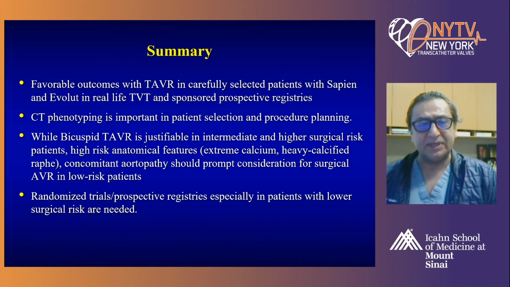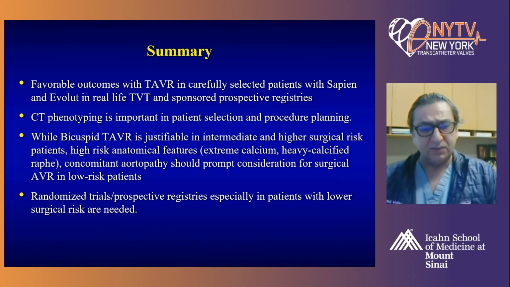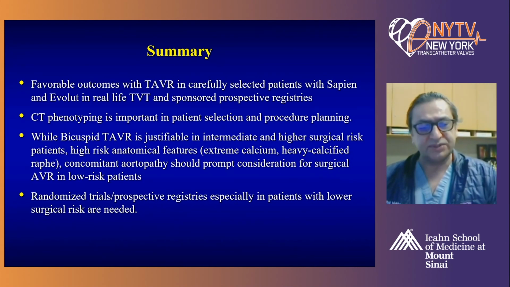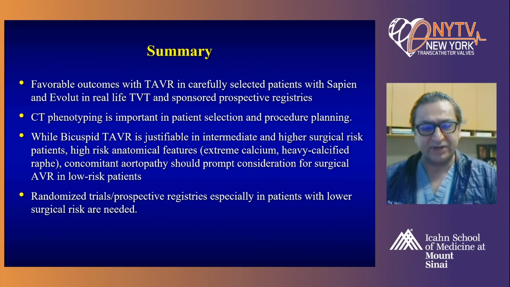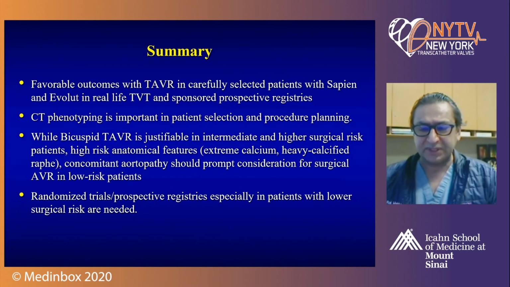So in summary, there are favorable outcomes with TAVR in carefully selected patients with the SAPIEN and Evolut in real-life TBT and sponsored prospective registries. CT phenotyping is important in patient selection and procedure planning, while bicuspid TAVR is justifiable in intermediate and higher surgical risk patients. Higher risk anatomical features such as extreme calcium, heavily calcified raphe, concomitant aortopathy should prompt consideration for surgical AVR in low risk patients. Randomized trials and prospective registries, especially in patients with lower surgical risk, are needed.